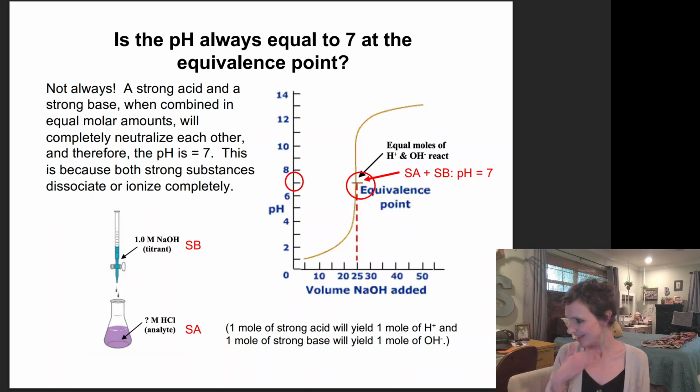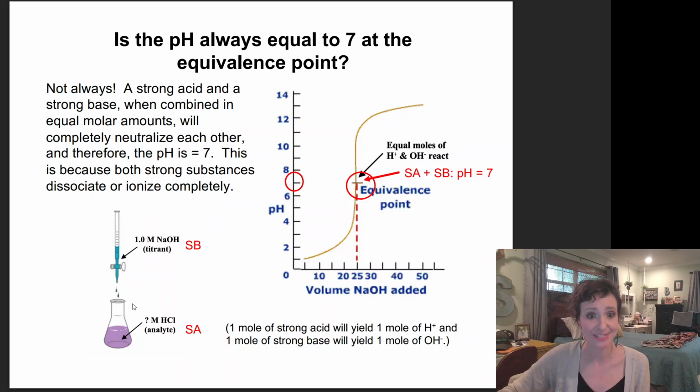So you're like, great, okay, so the pH is 7 at the equivalence point. This is great news for us. Is it always 7? Not always. It depends on the strengths of the acid and the base coming together in the titration. A strong acid and a strong base, when combined in equal molar amounts, will completely neutralize each other, and therefore the pH of the resulting neutralization will be 7. Okay, we've talked about this last time. This is just because both strong substances dissociate or ionize completely. So in our little example that we've been working with, our titrant, sodium hydroxide, is a strong base, and our analyte is hydrochloric acid.